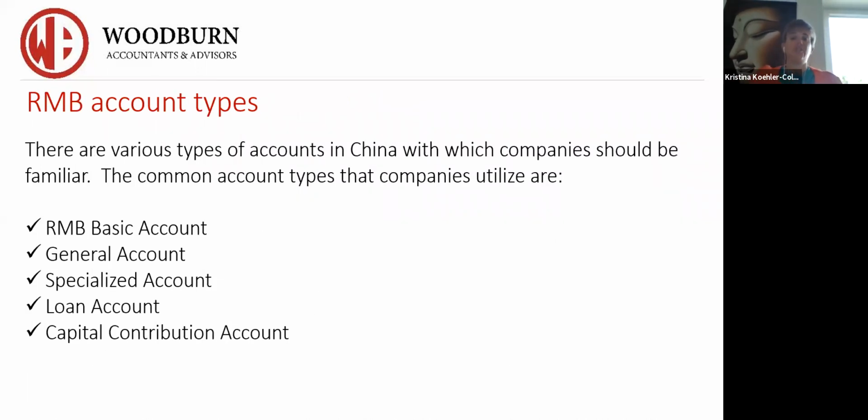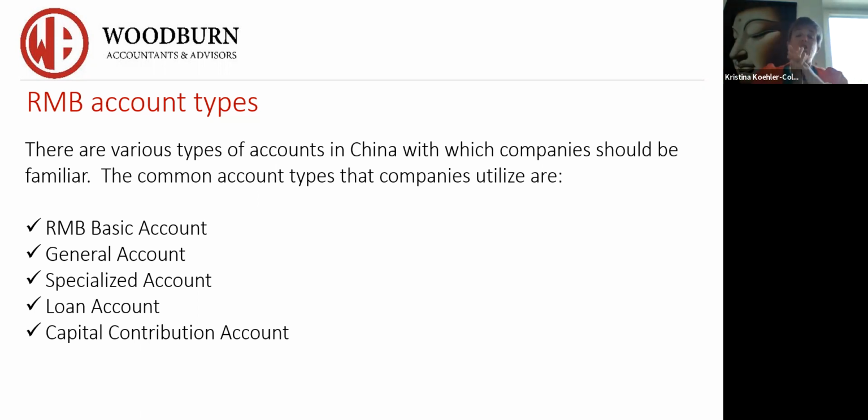Then let's talk a little bit about the accounts that are being opened up, okay? And there are a variety of different types of accounts in China that can be opened up. And I've listed here 5 of the most common types of accounts that are open. So as I highlighted earlier, the first one and the last one are the 2 mandatory accounts you have to set up, which is the renminbi basic account and the capital contribution account, okay? Capital contribution account is where your registered capital is going into. Renminbi basic account is where you are transacting in renminbi on a daily basis.